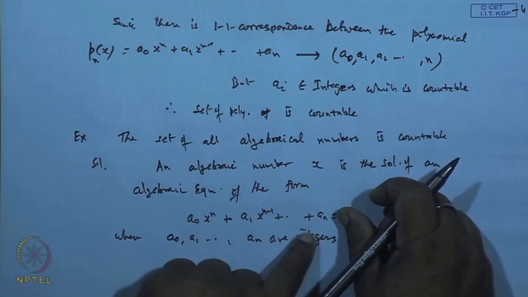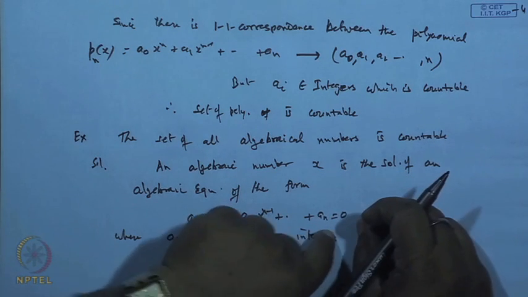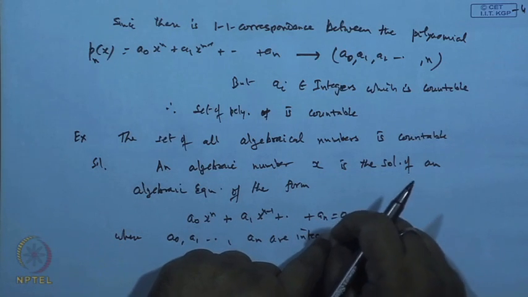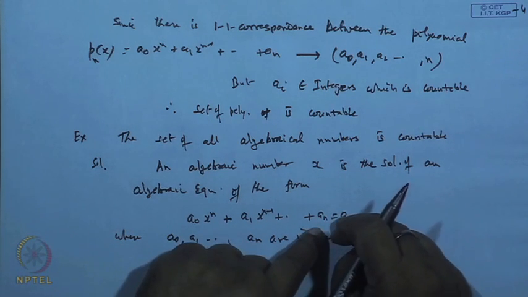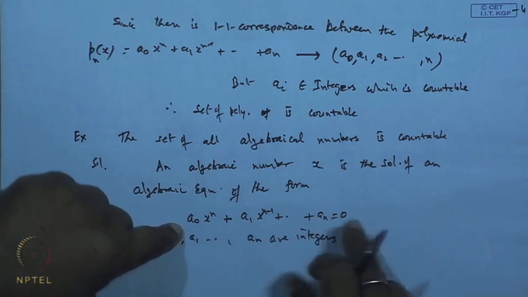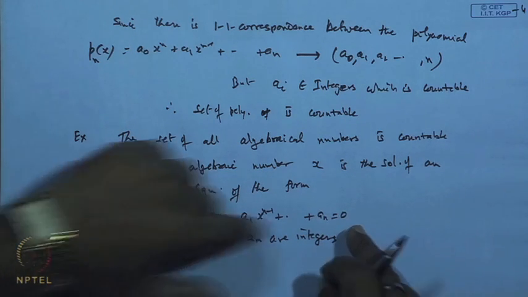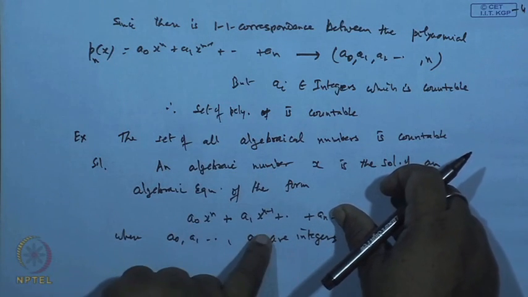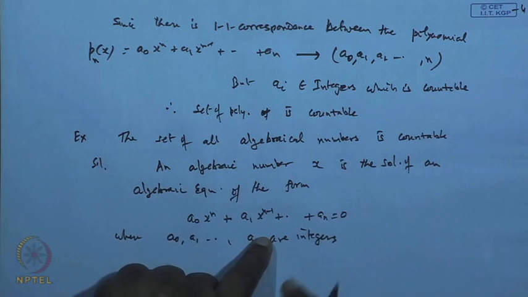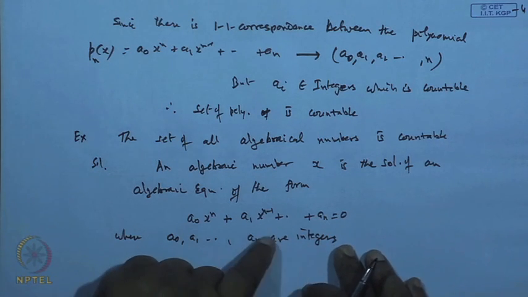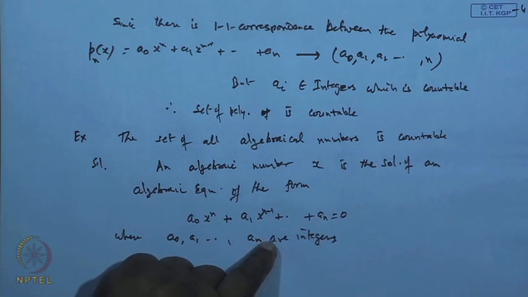Once the polynomial is put equal to 0, you get an algebraic equation. The roots of this algebraic equation will be at most n. Each equation will have its roots, and since this collection of polynomials is countable, the set of all algebraic numbers which are the roots of these equations will be countable.